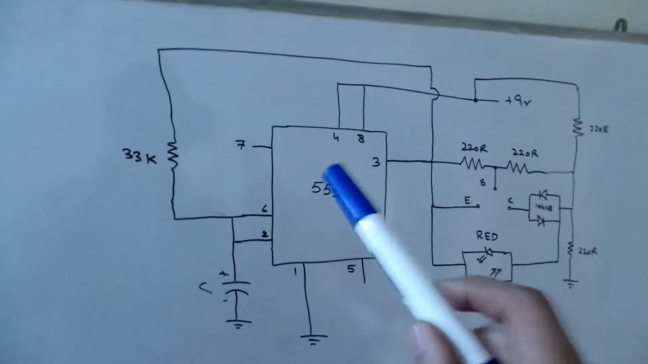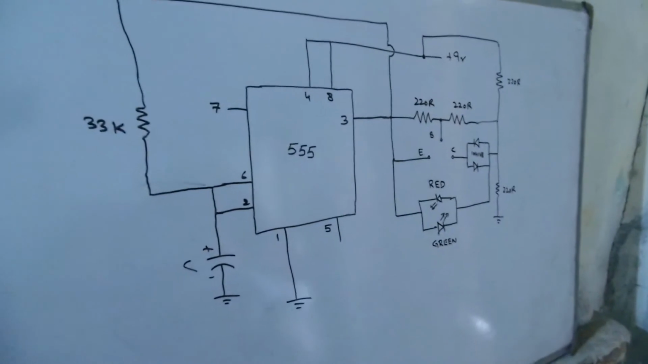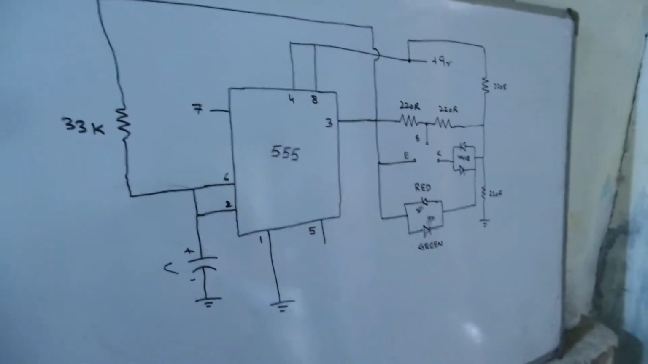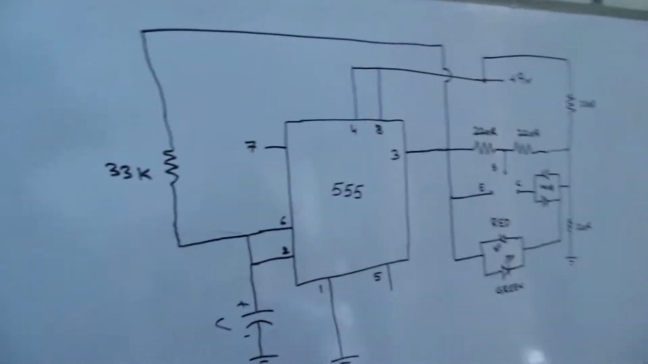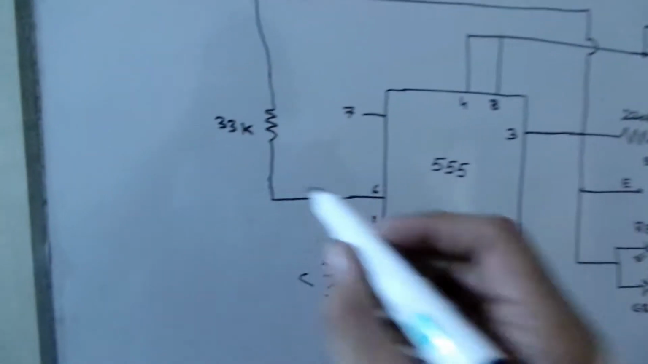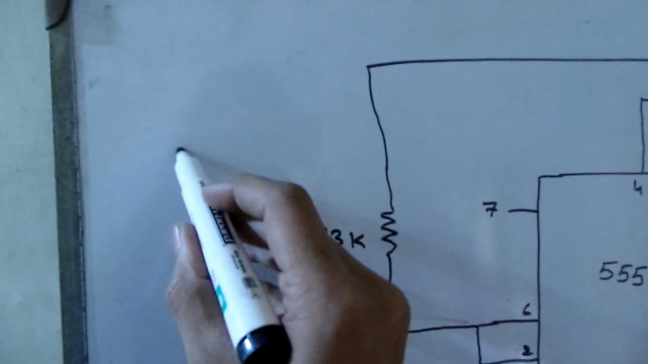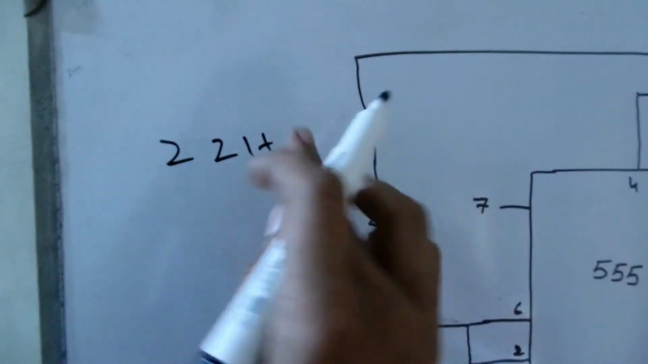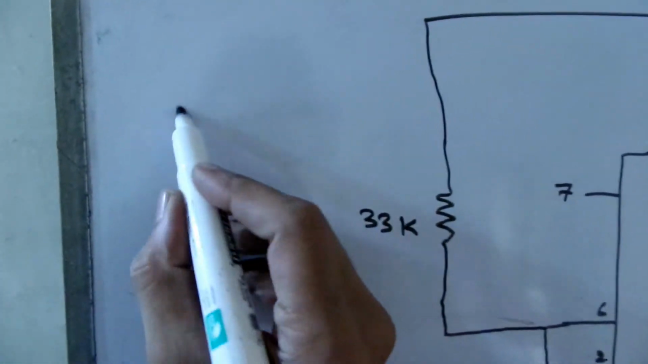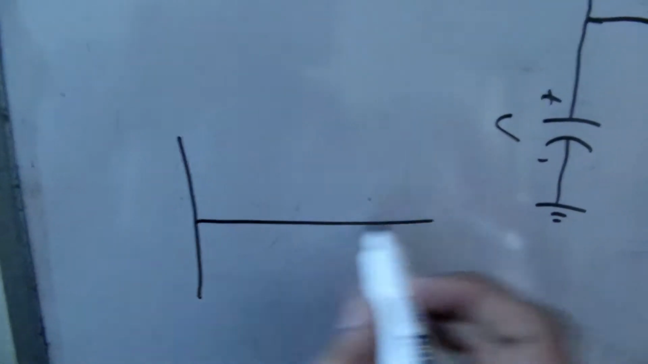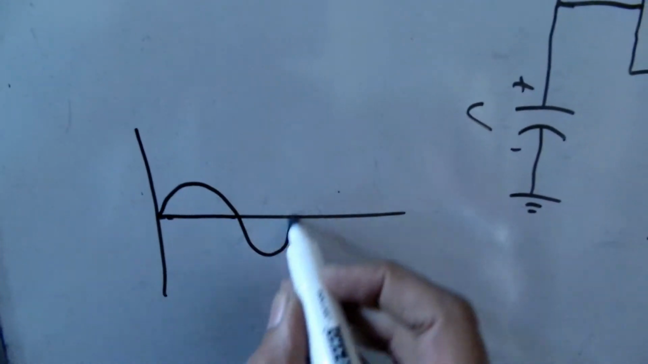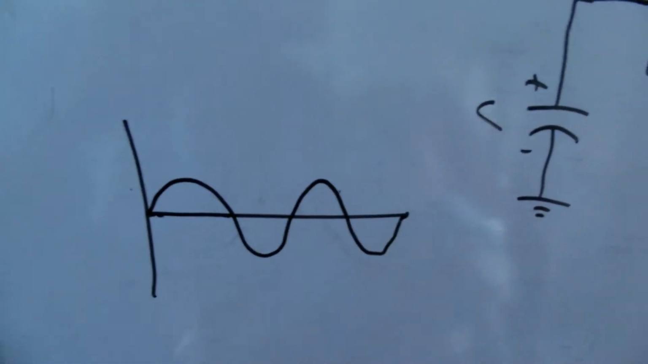So here is the schematic plan using a 555 timer. What it actually does is it is an oscillator. It is arranged in the form of an oscillator, oscillating at a frequency of 2 hertz. 2 hertz means that in 1 second you are going to have 2 of these cycles.